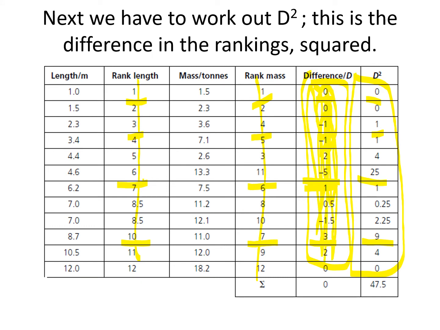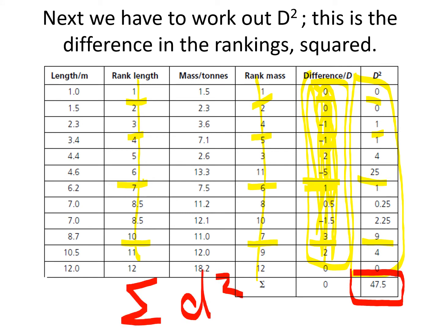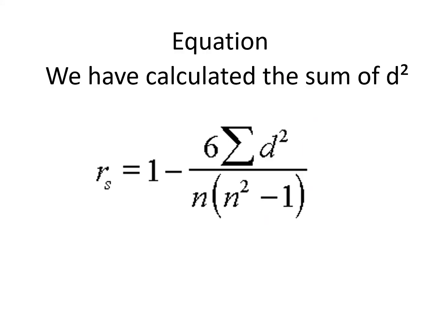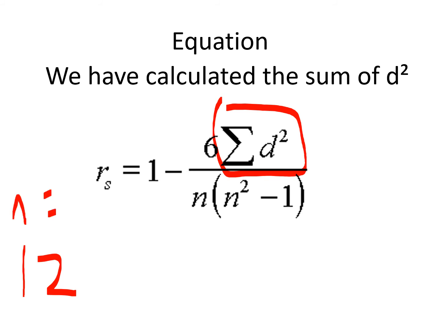so you just take these numbers and square them, and then the bit that we want is this. This is the sum of d squared. Okay, so that bit of the equation we've already worked out. So you work out the difference, you square it for each number, and then you add all of those d squares together, and that will give you the sum of d squared. Okay, so we've got that bit, and we know we had 12 whales, so we know what n is, and so we can work out all of that.